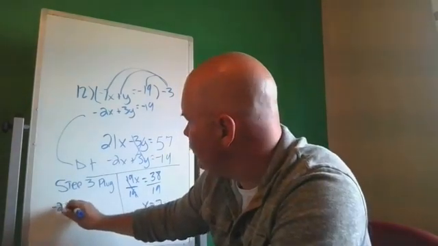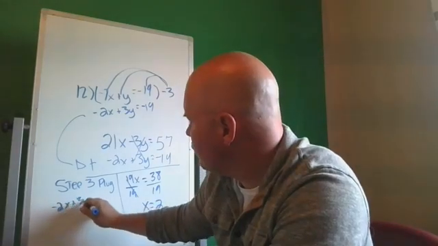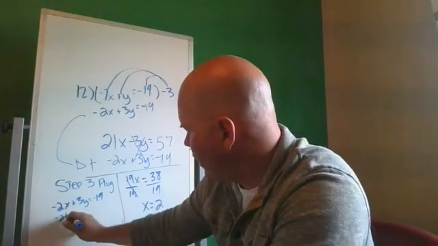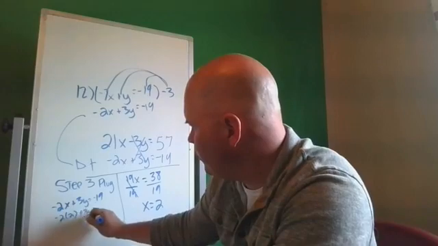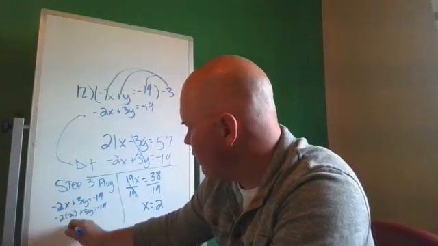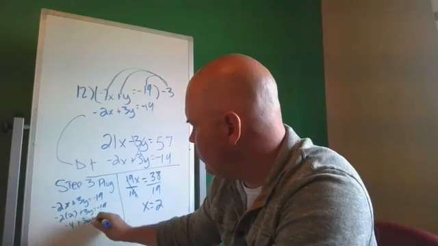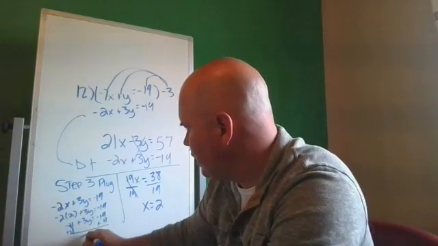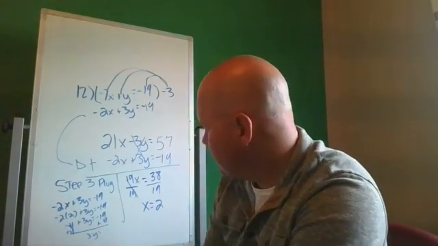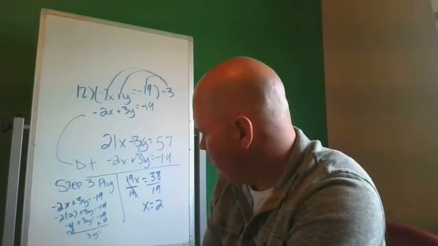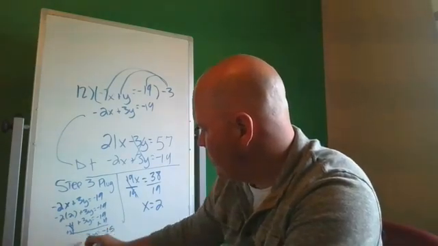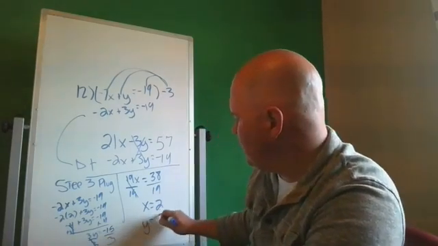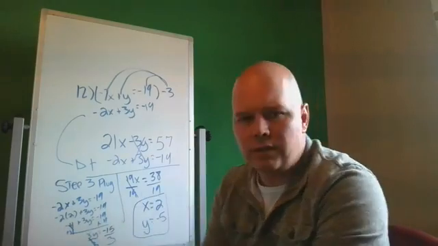I'm going to go negative 2x plus 3y equals negative 19. So all I do is plug in my answer, my x value. That becomes negative 4 plus 3y equals negative 19. I'm going to add 4 to both sides. I have 3y is equal to negative 15. Divide both sides by 3. That goes away. And y is equal to negative 5. That's what it looks like completely solved.